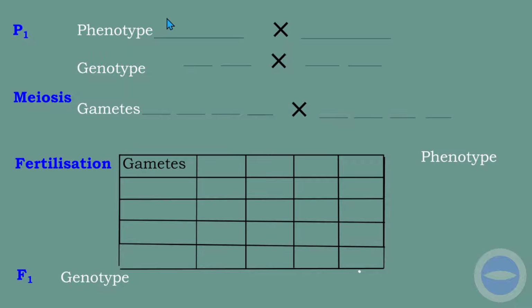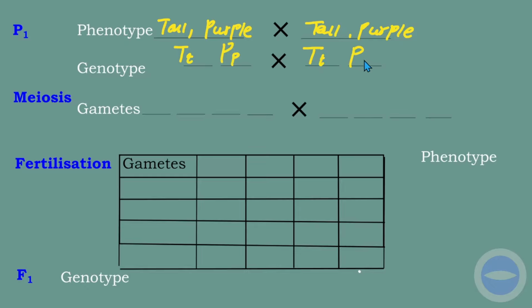So the phenotype is tall and purple, and tall and purple, tall purple plant, and then the genotype. The genotype we say is Tt and Pp. So again this side is Tt and Pp, and then they will undergo meiosis, or they will undergo the process of segregation.